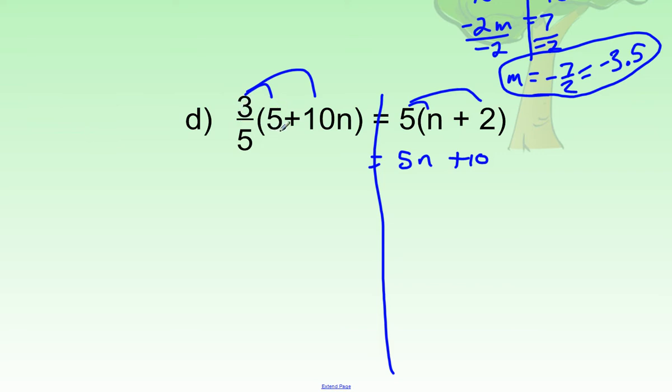3/5 times 5. Now, remember, when you multiply fractions, make everything a fraction. So 5 over 1, 10n over 1. So 3 times 5 is 15. 5 times 1 is 5. 15 over 5 is just equal to 3. Okay, 3 times 10n is 30n. 5 times 1 is 5. And 30 divided by 5 is 6n.